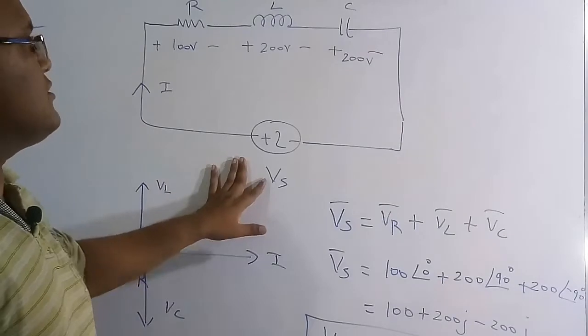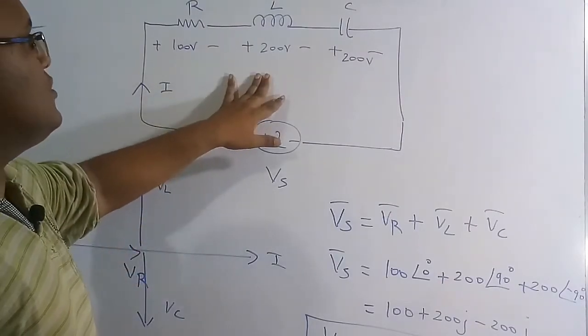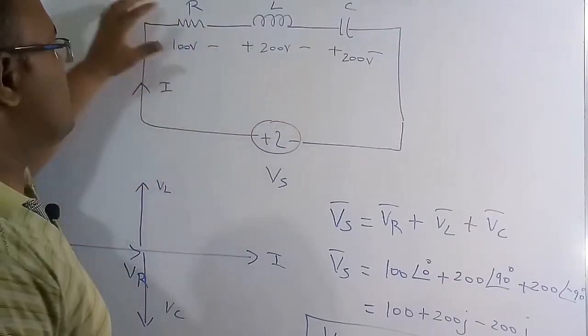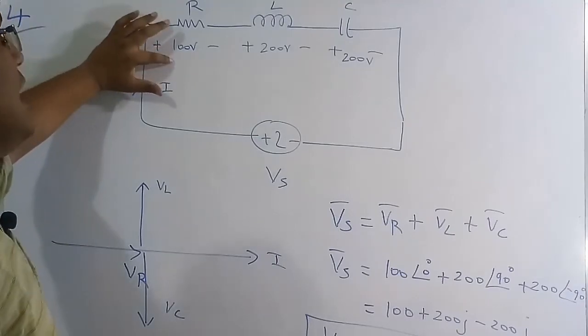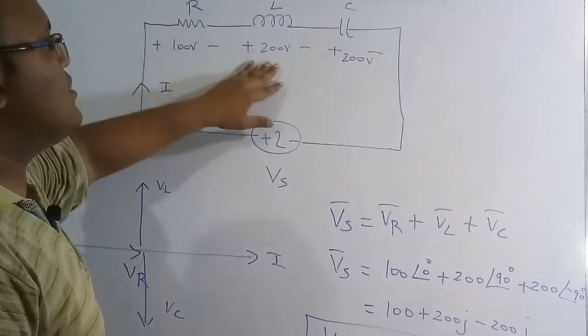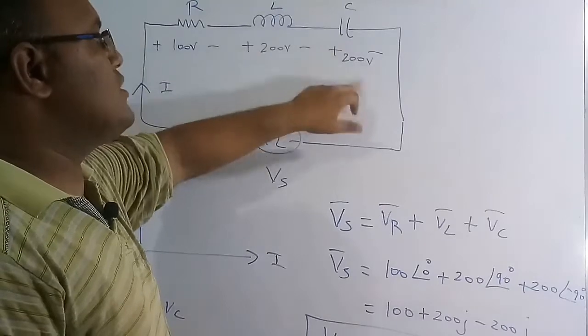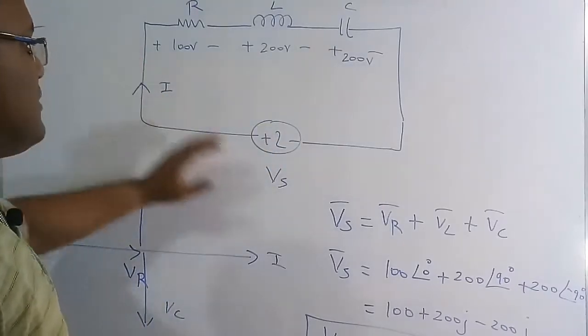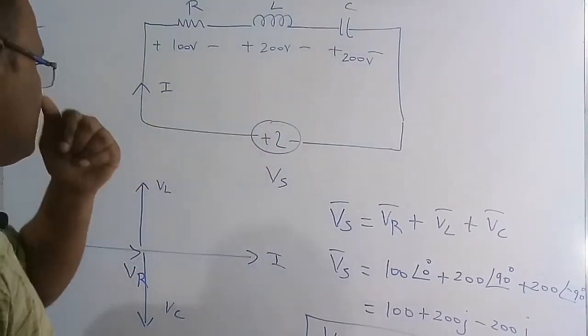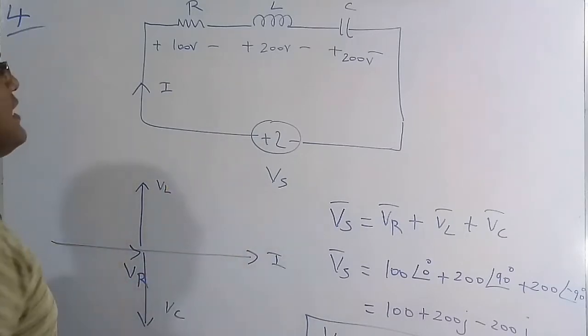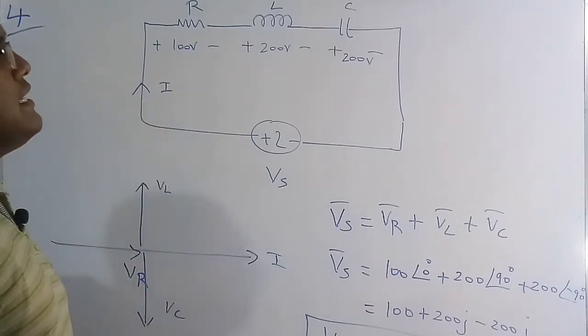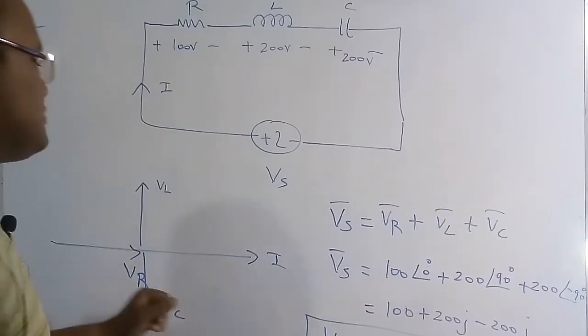In this question, they have given a series RLC circuit. In the series RLC circuit, the voltage across the resistor is 100 volt, the voltage across the inductor is 200 volt, and the voltage across the capacitor is 200 volt. We have to find the supply voltage at this connection. As you can see clearly, it is a series RLC circuit, so I am going to take the current as a reference vector.